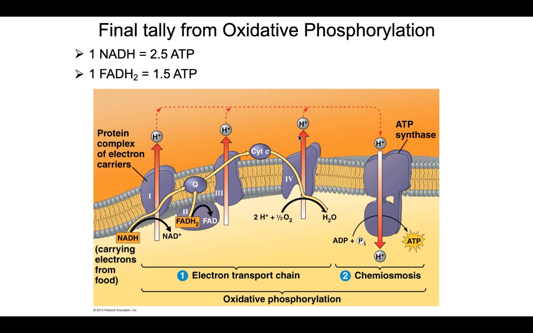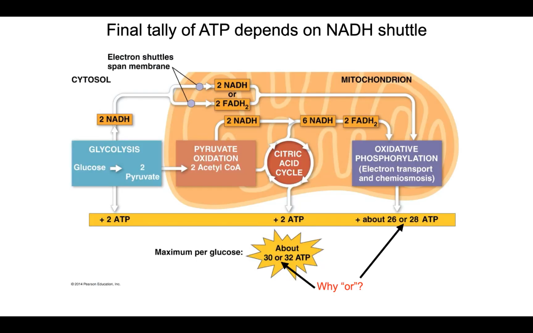All right, now we have all of the tools to calculate the total amount of ATP produced from glucose. Here it is. Glycolysis produced 2 ATP via substrate level phosphorylation. The citric acid cycle produced 2 ATP from substrate level phosphorylation.